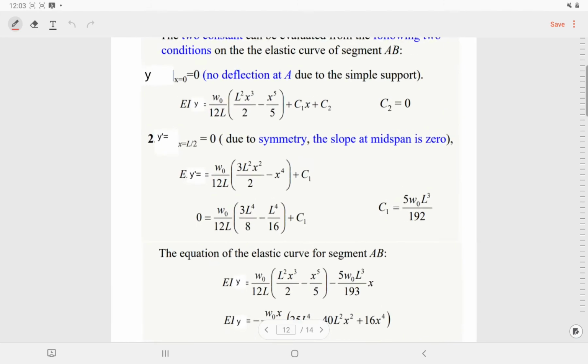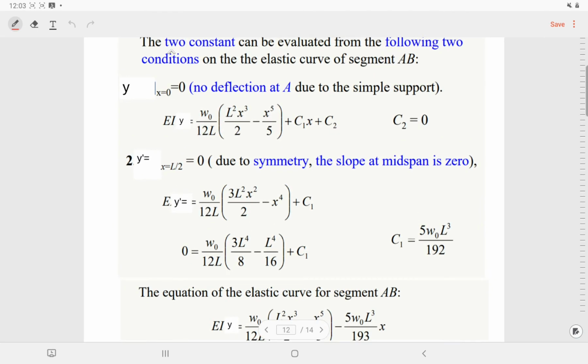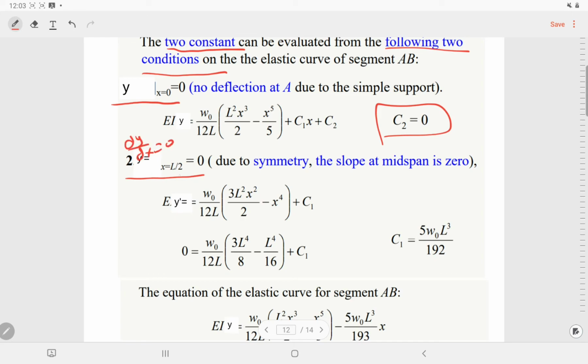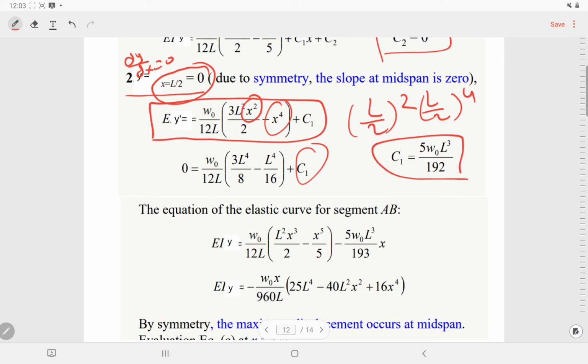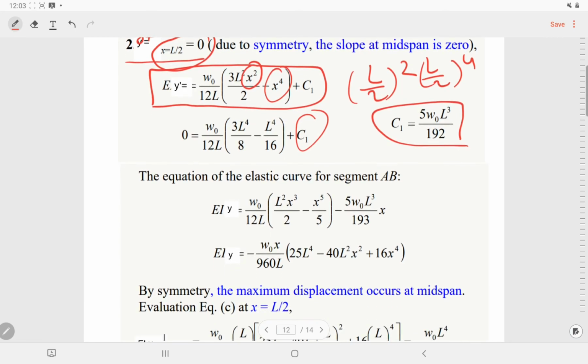As we said, we have two constants, so we need two conditions. The first condition is y equal to 0 at x equal to 0. Then you can find C2 equal to 0. The second condition is dy over dx equal to 0 at x equal to L over 2. Then we have this equation for dy over dx. Instead of x squared, we're going to put L over 2 squared, and here L over 2 to the power 4. Then we can find C1. C1 is going to be this value.